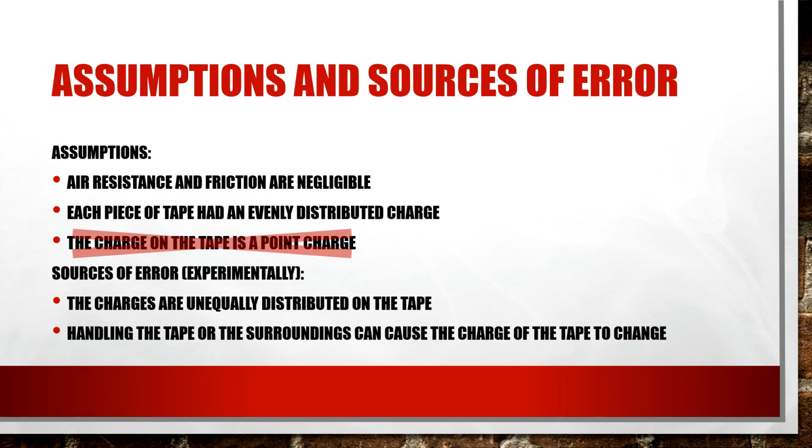To achieve this computational model, there were many assumptions made about the tape. To begin, I neglected air resistance and friction, instead solely focusing on the effects of gravitational and electric forces. Additionally, it was assumed that each piece of tape had an evenly distributed charge, which simply isn't the case in reality. A key difference from last week is that I'm no longer assuming that the charge on the tape is a point charge. Instead, I'm distributing the total charge into pieces. The experimental sources of error remain the same as last week and are equally as relevant in this experiment.